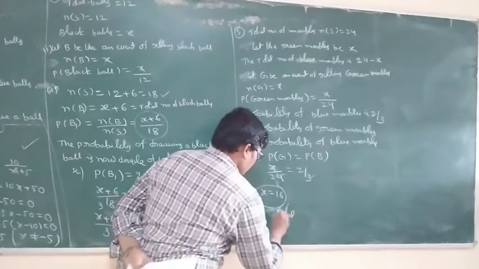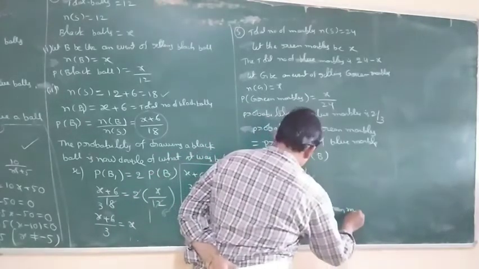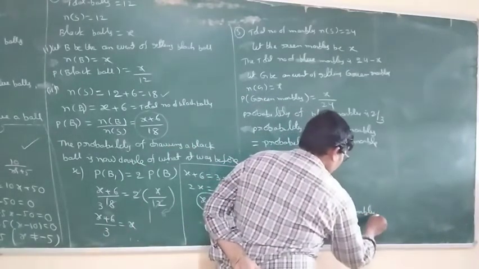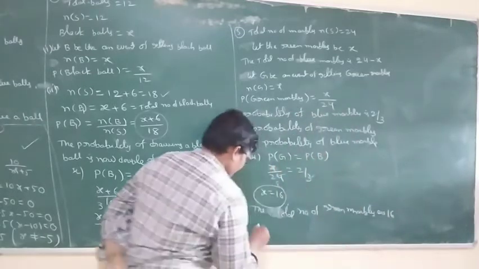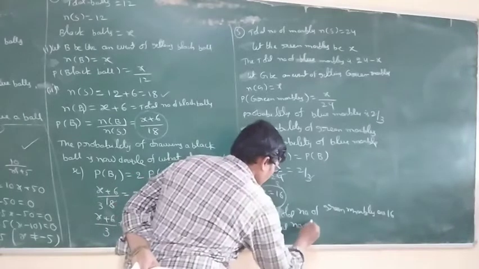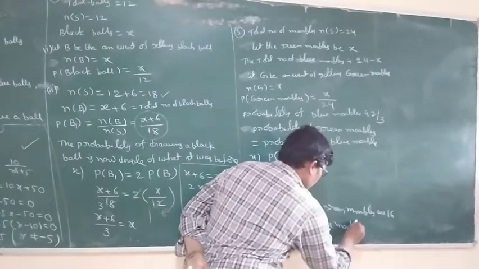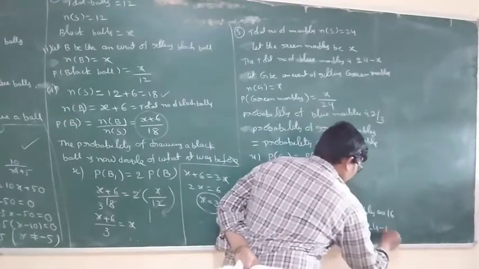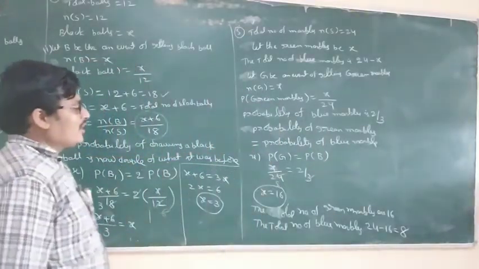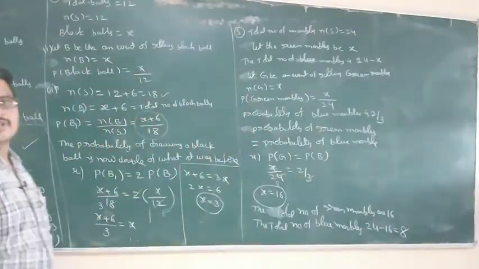The total number of green marbles, x, is equal to 16. So the total number of blue marbles is 24 minus 16, which is equal to 8. So green marbles are 16, and how many blue marbles are there? 8 marbles. Okay.